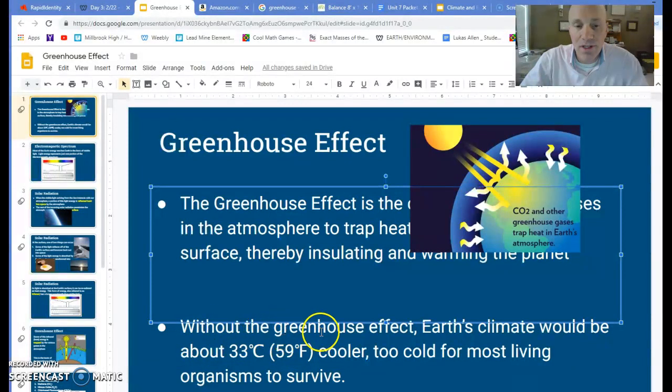If we didn't have some amount of the greenhouse effect on Earth caused by the Earth's atmosphere, it would be way too cold on the Earth to support any type of life. In fact, on average it would be about 59 degrees Fahrenheit cooler than what it is right now. Just to put that in perspective, if it was 59 degrees Fahrenheit cooler, it would be way below freezing all of winter, and it would be barely above freezing in the middle of the summer. So that's going to be way too cold for normal life.